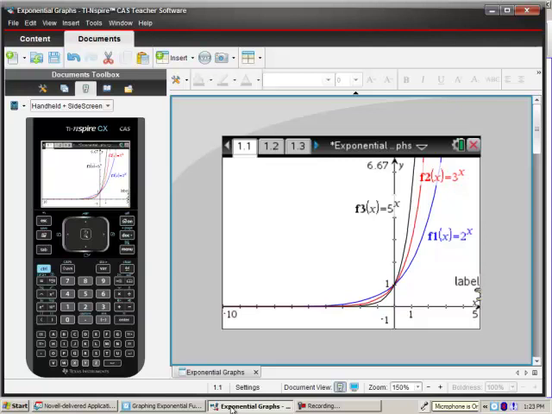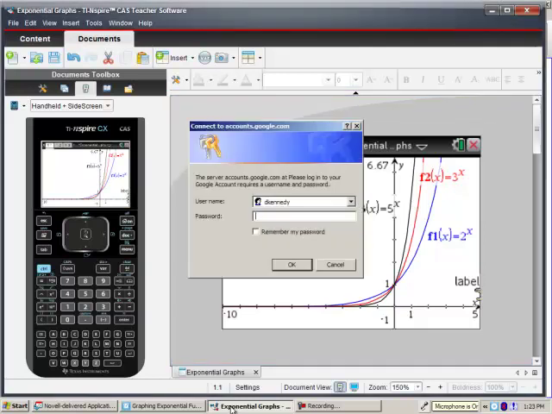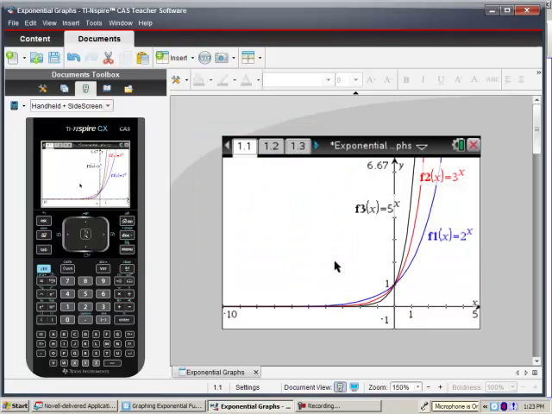They all show exponential growth, meaning that as x gets bigger and bigger, as x approaches infinity, f of x also approaches infinity. Also, as x approaches negative infinity, these graphs look like they're touching the x-axis. Actually, they get closer and closer and closer to the x-axis, but never touch it. I don't know why that does that, but it drives me nuts.